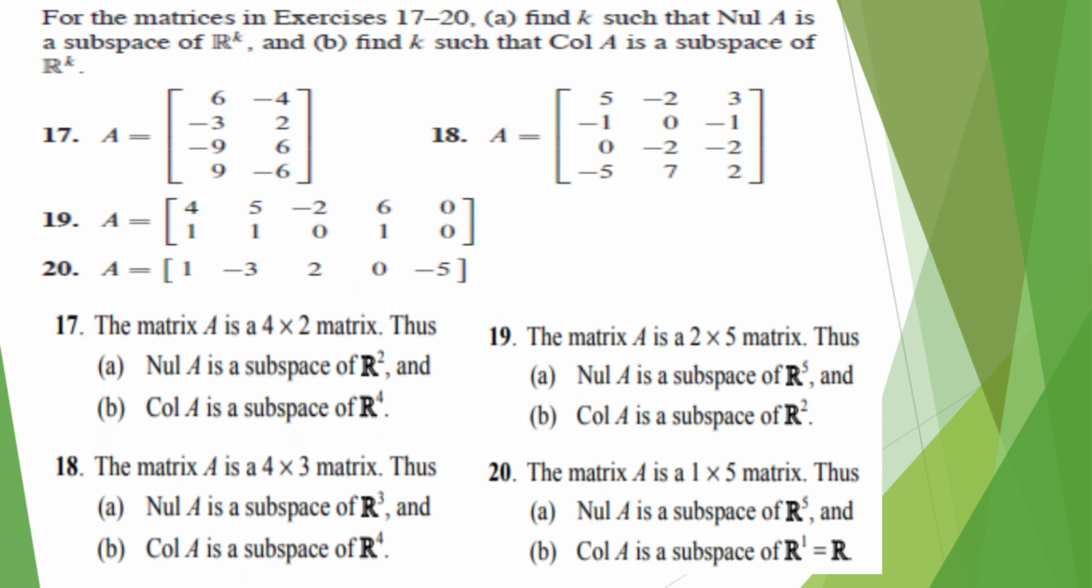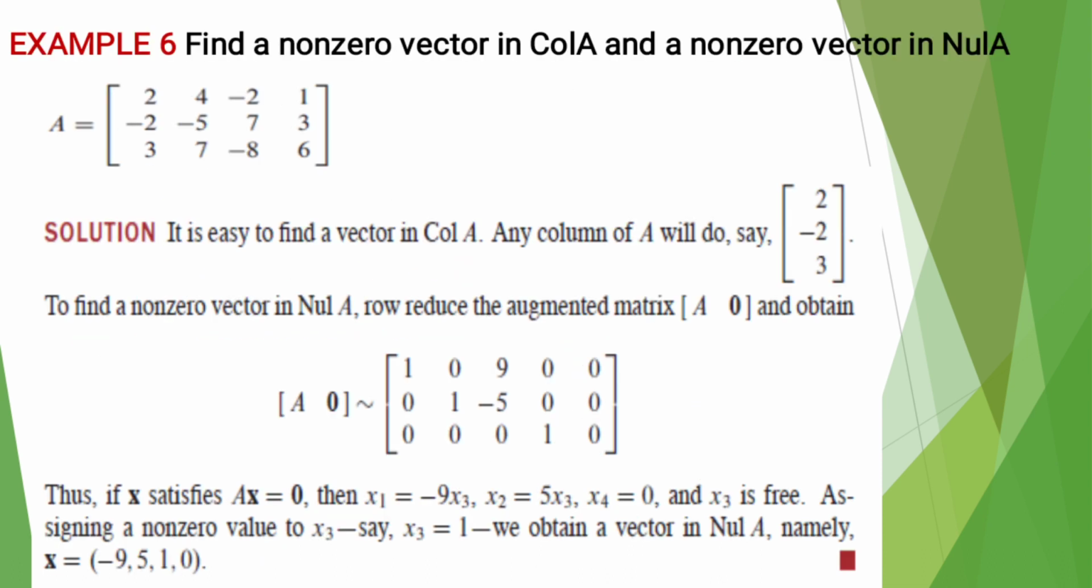Here 5 columns and 2 rows are there, so Col A is 2 and Nul A is 5. Here there is 1 row and 5 columns. Row means column elements, so the column vector is in R1 and the null space vectors are in R5. This way we find the spaces of Nul A and Col A.